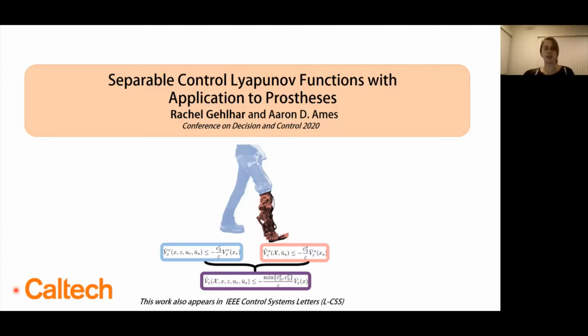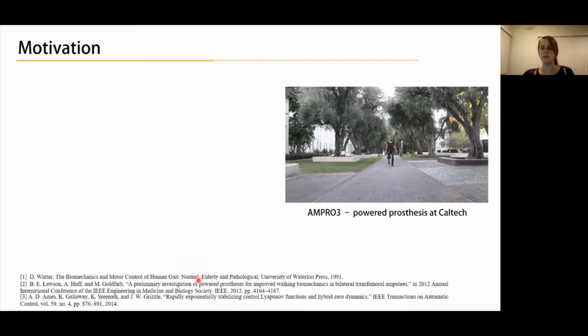Hi, I'm Rachel Gehlhar, and today I will present our work on separable control Lyapunov functions with application to prostheses, where we construct a CLF for a subsystem, namely the prosthesis, and a CLF for the rest of the system, the human, and obtain a CLF for the whole system that guarantees stability even in the presence of impacts and zero dynamics. Here's a video of me walking with the powered prosthesis AMPRO3 at Caltech.